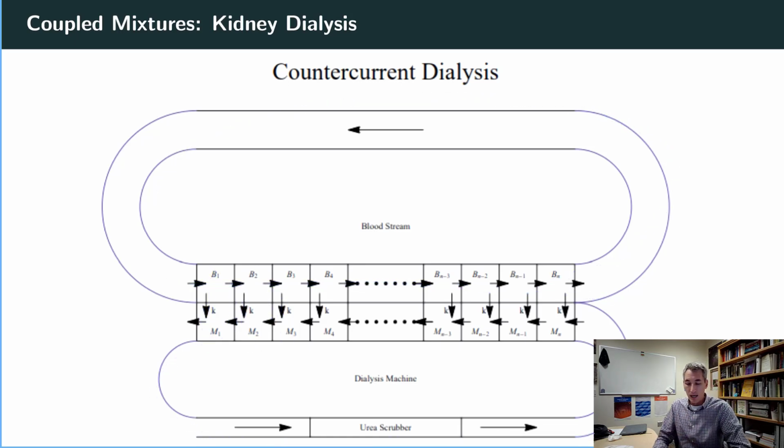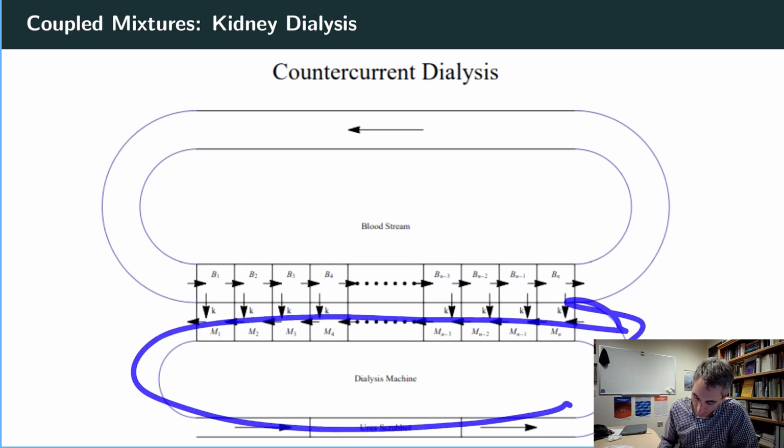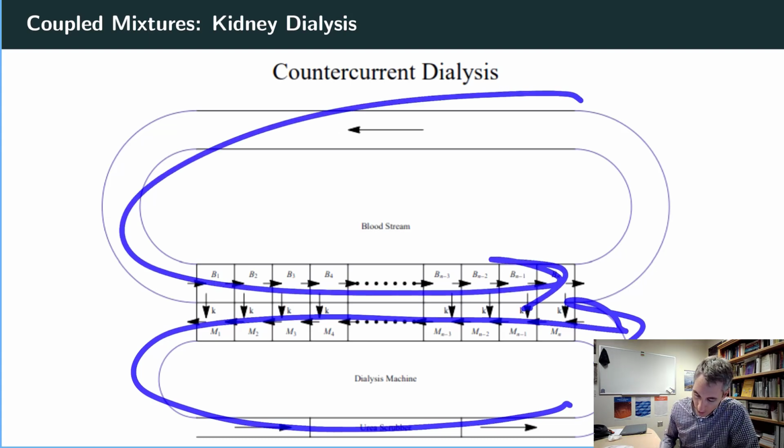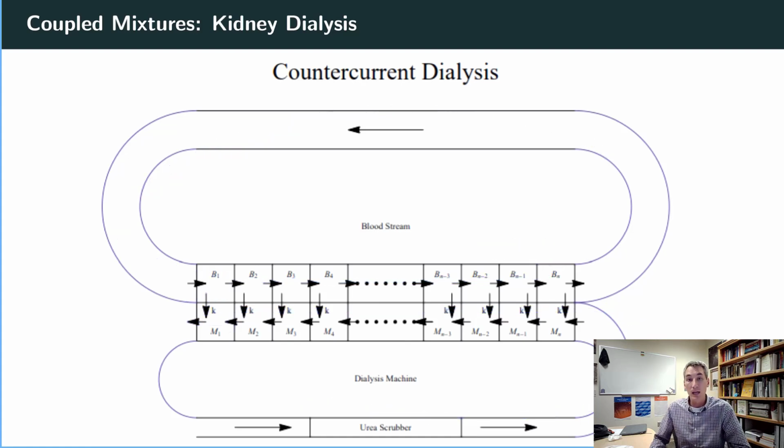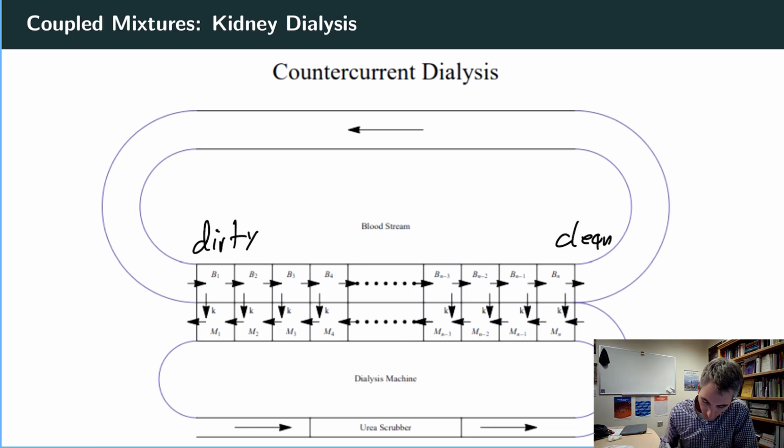And you could theoretically run these both in the same direction, or you could do it countercurrently, one way and one the other way. If you run the math on this, they did it, and it turns out that you get better effects from running it countercurrent. And the reason for that is right here. This is the dirtiest blood here. Here's dirty, and this would be the cleanest blood. And here would be the dirtiest urea scrubber, and here is the clean.